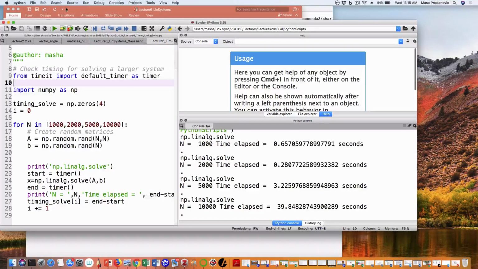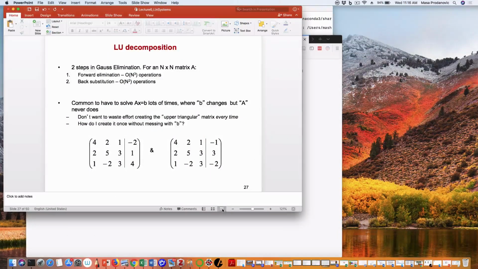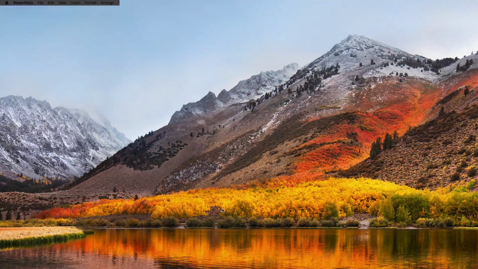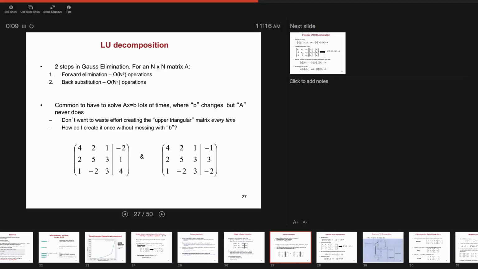So in the vein of thinking about how to speed things up, we're going to work first on an algorithm called LU decomposition. And this LU decomposition is looking to cut down the time needed to solve something, in cases where I'm solving systems where I have AX equals B, and A remains the same, but B is changing.